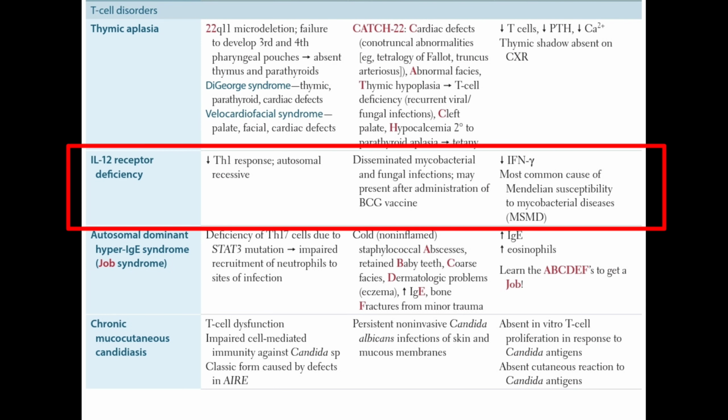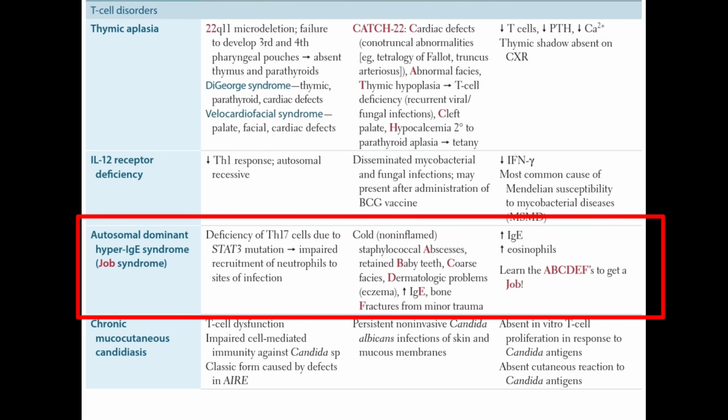Now let us talk about interleukin 12 receptor deficiency. The main defect is a decreased Th1 response, and it is autosomal recessive. The presentation is disseminated mycobacterial and fungal infection. So it may present after administration of the BCG vaccine. The finding in interleukin 12 receptor deficiency is a decreased amount of interferon gamma. The most common cause of Mendelian susceptibility to mycobacterial disease is interleukin 12 receptor deficiency.